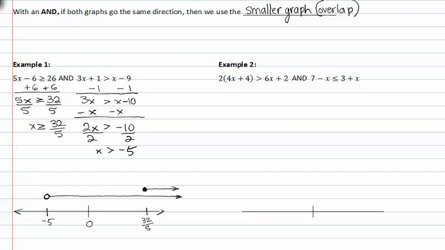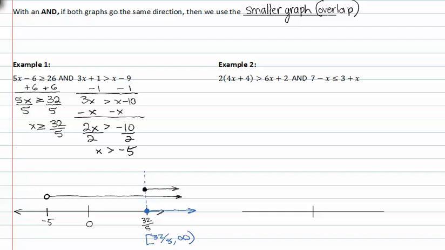Notice that the only area in which they overlap is right here, heading toward positive infinity. So that's why you take the smaller graph, and it has to be a closed dot heading toward positive infinity. So the interval in which this AND inequality is true is from 32/5 to positive infinity.